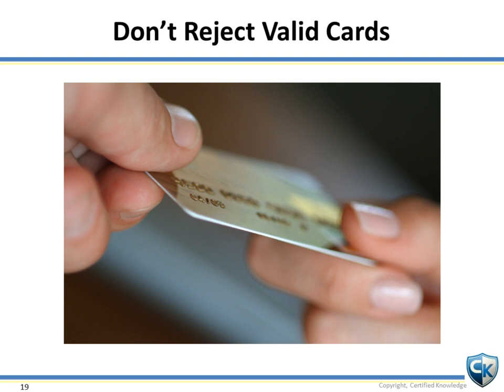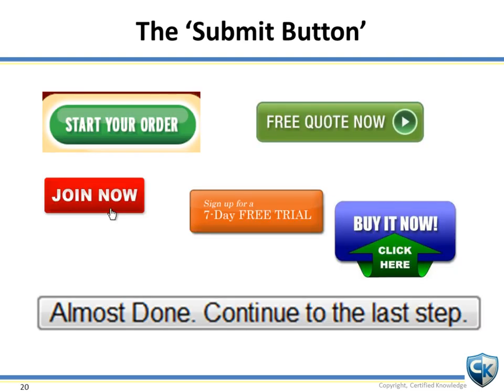So be careful there. Now, the submit button is also something very poorly used. What does submit mean? It means you're giving your data to somebody. There's no benefit to the word submit. Now, something such as join now, get a 7-day trial, start your order, continue to the next step, that tells someone what's going to happen after they click on this button and give you information.